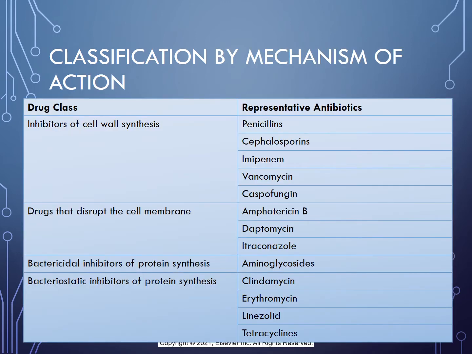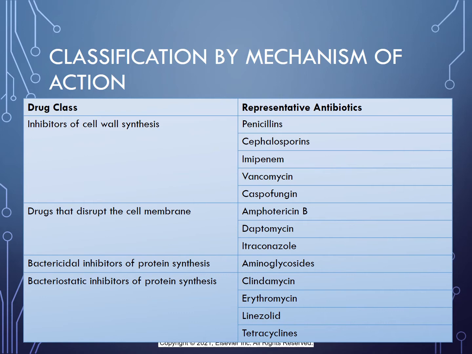The next few tables will describe the antibacterial group classification. You can see in this table the drug classes described are drugs that inhibit cell wall synthesis, drugs that disrupt the cell membrane, and bactericidal inhibitors and bacteriostatic inhibitors, and each of their representative antibiotics on the right.